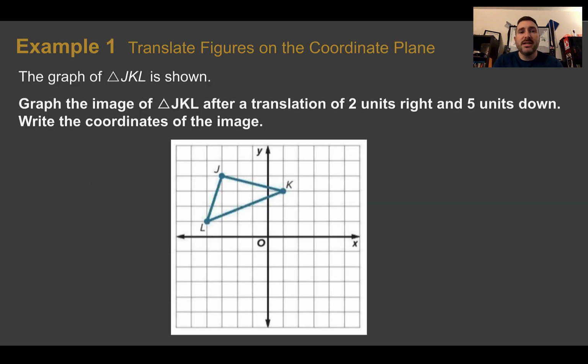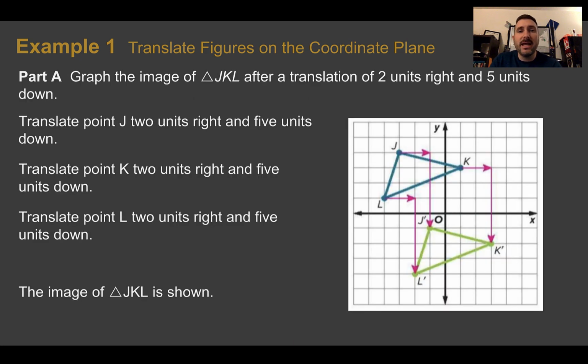Example 1. Translate figures on the coordinate plane. The graph of triangle JKL is shown. Graph the image of triangle JKL after a translation of 2 units right and 5 units down. Write the coordinates of the image. So we need to move this pre-image 2 units to the right and 5 units down. So if we do that, we're going to take each vertex from our pre-image, the blue one here, and move it 2 units to the right and 5 units down.